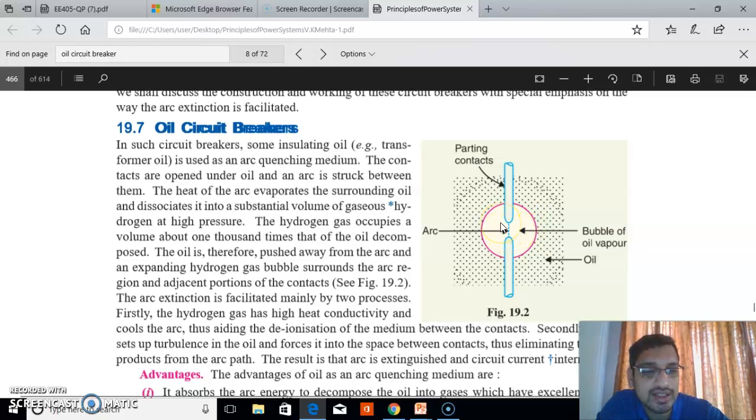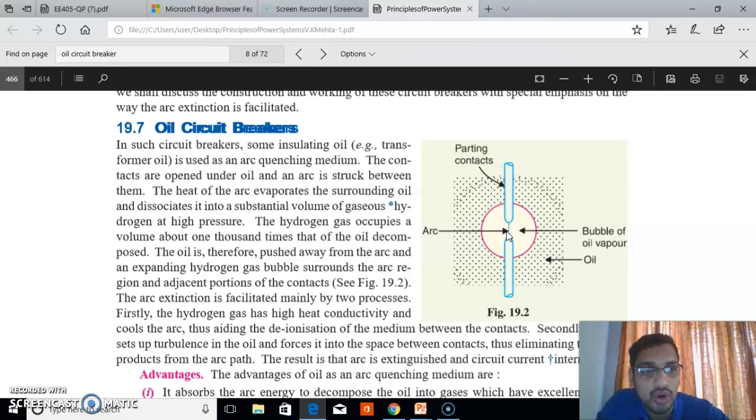So hydrogen bubbles are generated near the arcing location. The hydrogen gas occupies a volume about 1000 times that of the oil, so the volume of hydrogen gas is very much higher than the oil. So the oil is pushed away from the arc and the arc is extinguished. That is the normal working of an oil circuit breaker.